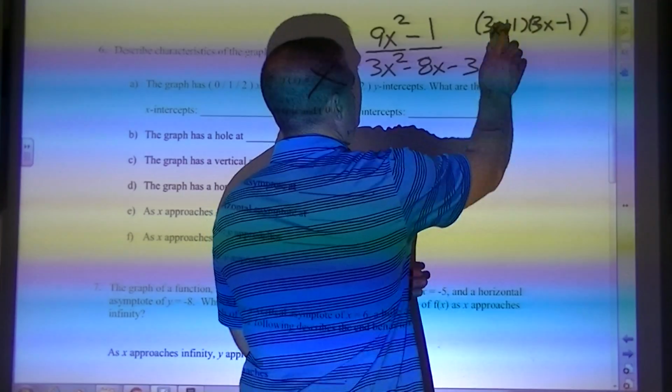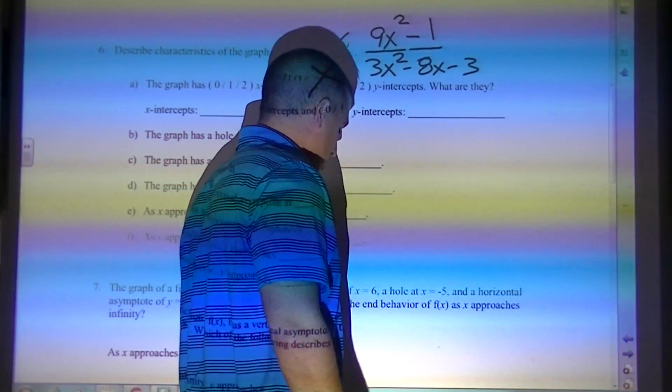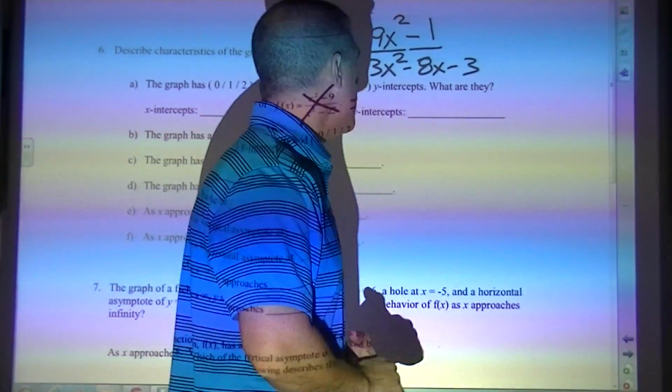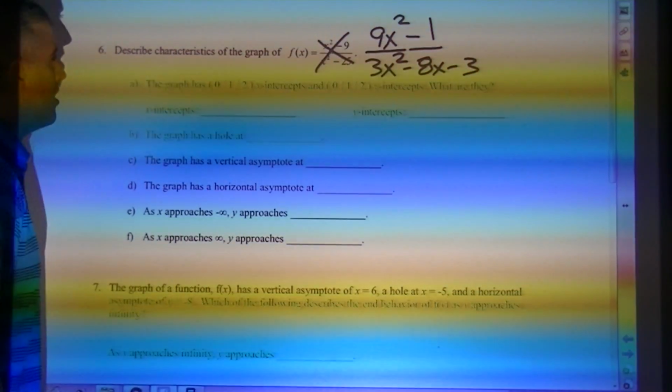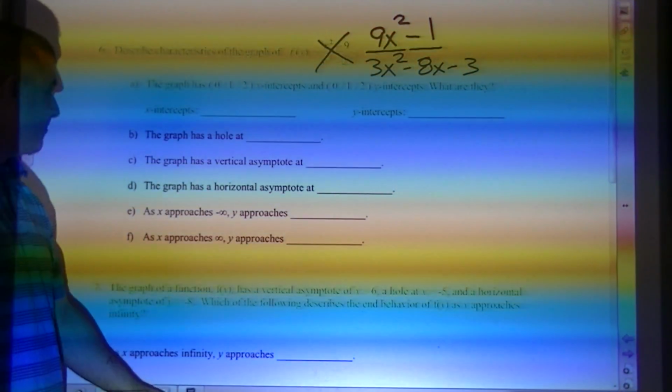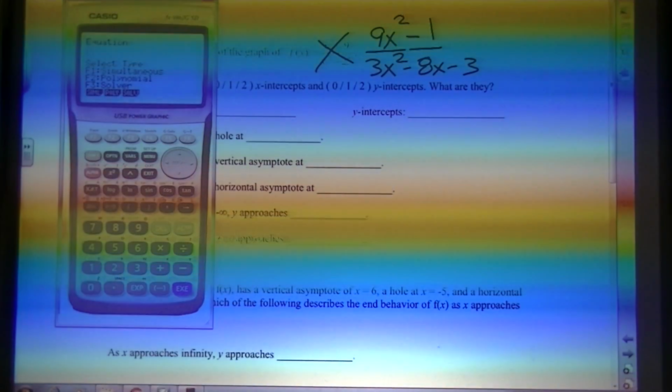So I want to go back and look at this problem again. I'd like to make a change to the problem. Please cross off this and put (9x squared minus 1) over (3x squared minus 8x minus 3). This is going to be a more realistic example of what you can see on the test.